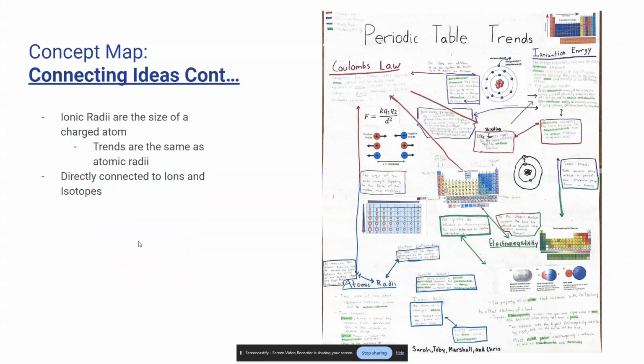Ionic radii are the size of a charged atom, and the trends of ionic radii follow the same as atomic radii. They're directly connected to ions and isotopes.